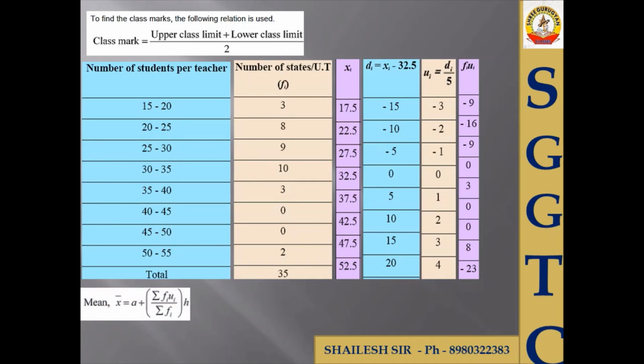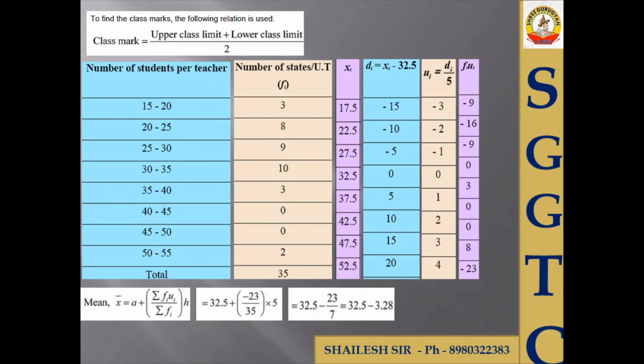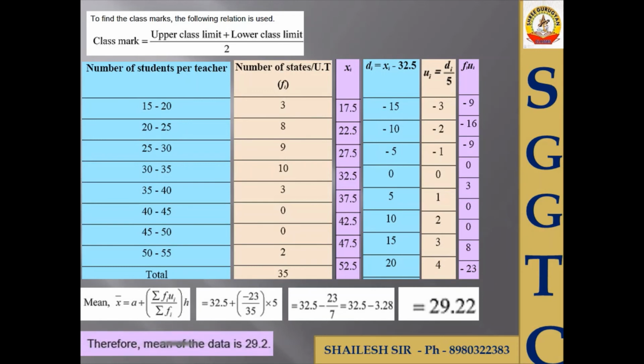So apply all these values in the formula. This is your formula: a plus sigma fi ui upon sigma fi into h. Apply the values and further calculate. Sure, you get 32.5 minus 3.28, which is 29.22. So students, here first of all I explain the mode, and after that the mean. Both are compulsory in these sums, and you get a 4 marks question here, students. Yes, now next one. So the mean of the data is 29.22.